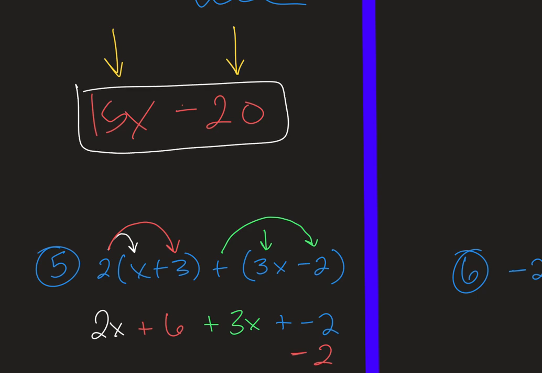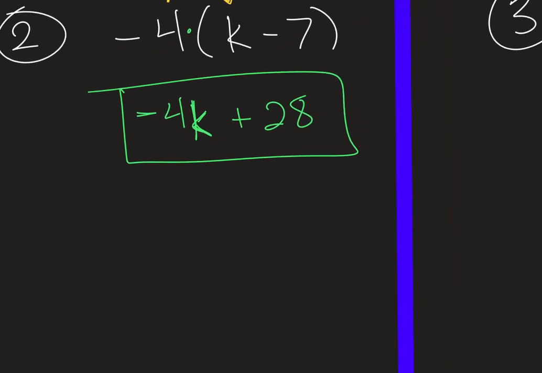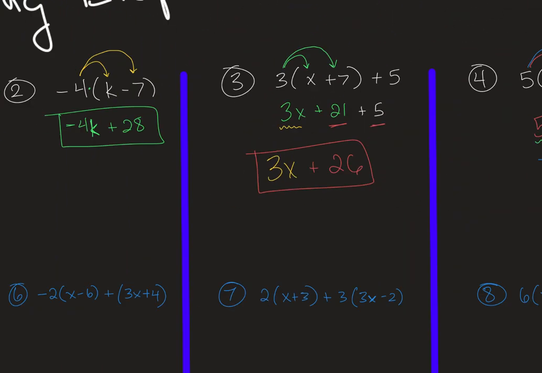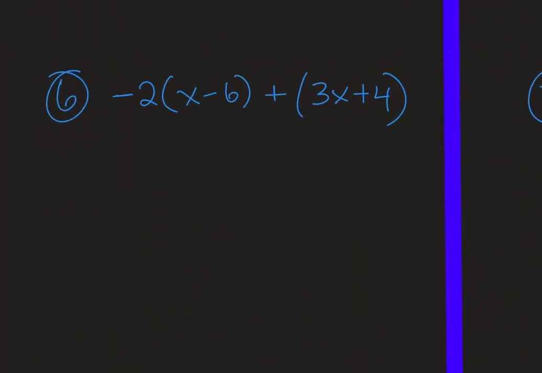This would be the final answer. Same thing here. This is not 26K. This is not 29X. So anyway, quick detour. Now let's go back to this.